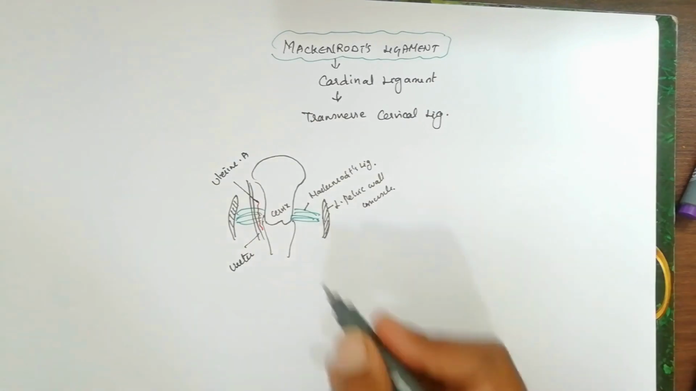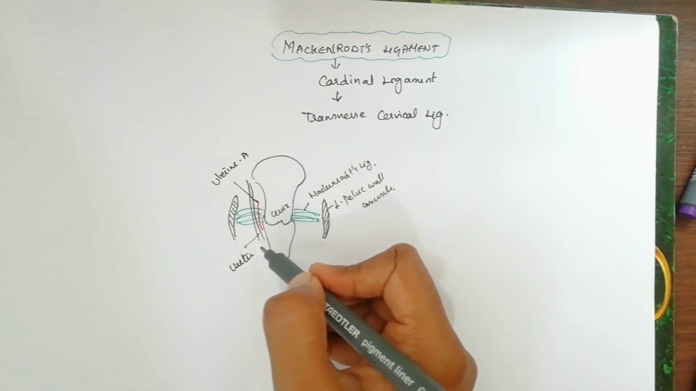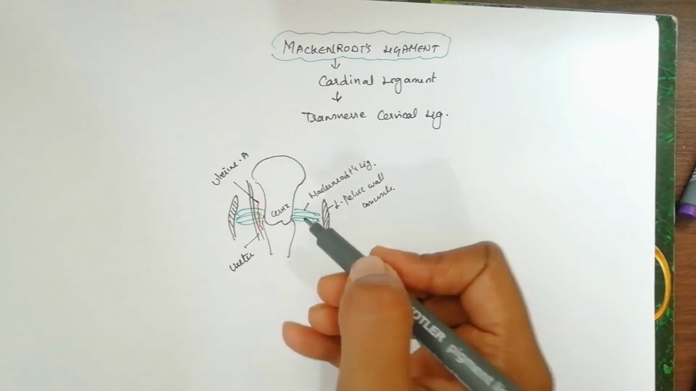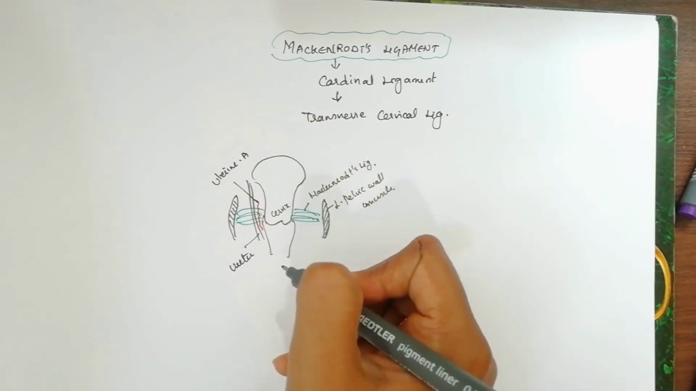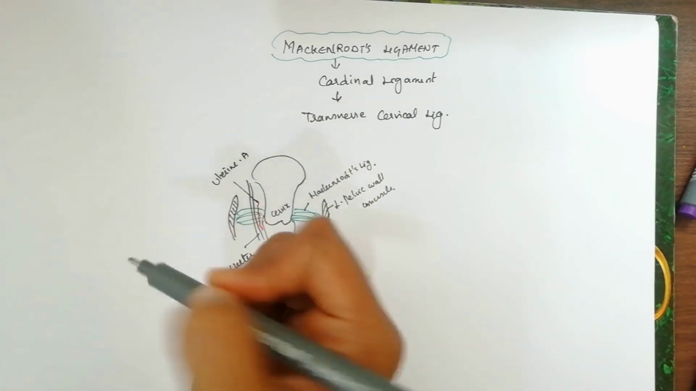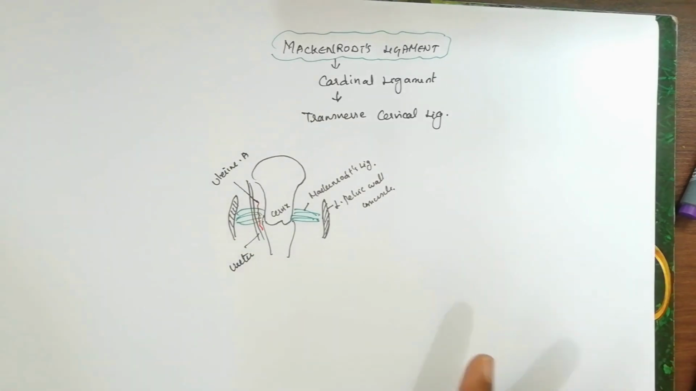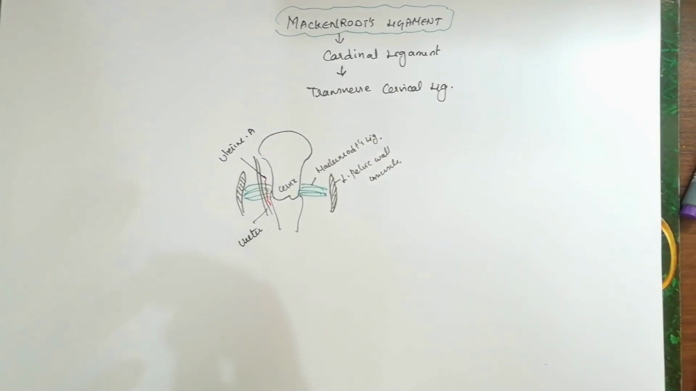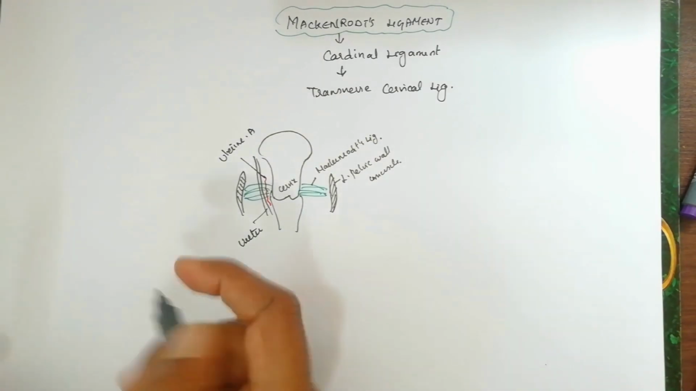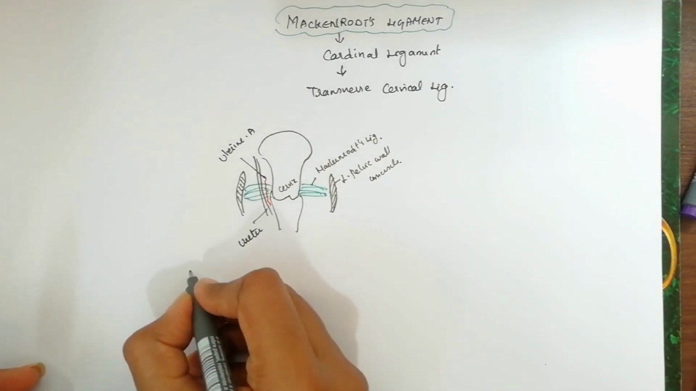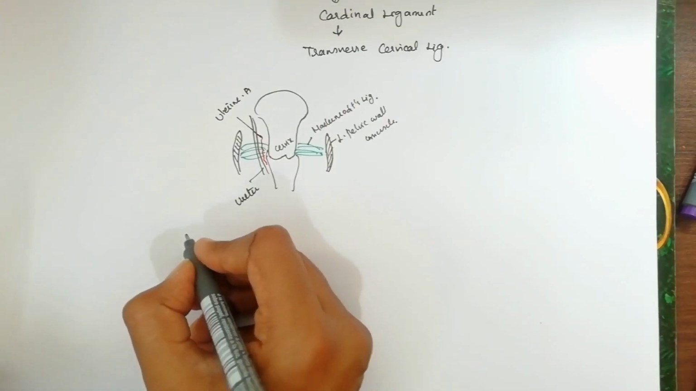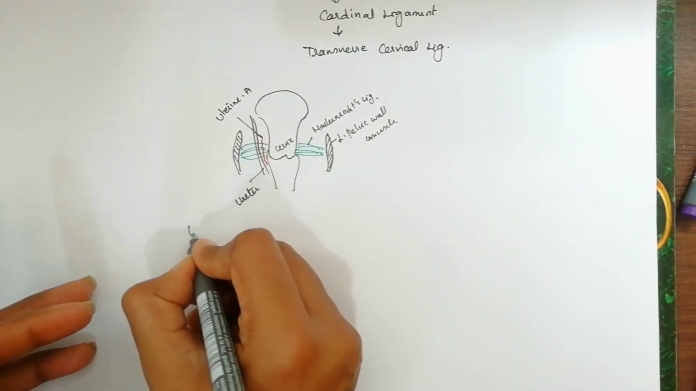So that's all about Mackenrodt's ligament we have to know. It is a main, important ligament which is going to hold the cervix in proper position. So now we will move on to the other two ligaments, that is uterosacral and pubocervical ligament. So here only I will be showing. First we will deal with uterosacral ligament.